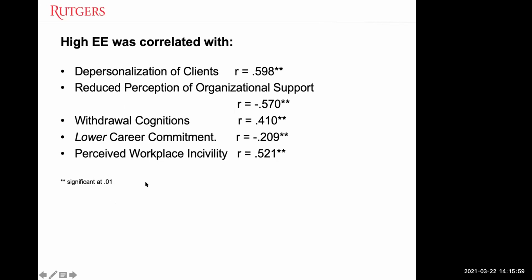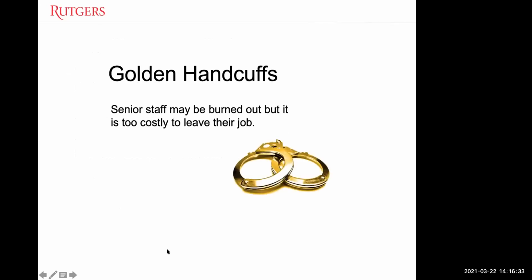And so you see reduced perception of organizational support. So when people are feeling emotionally exhausted, they don't feel supported, kind of makes sense. They're thinking about leaving, withdrawal cognitions, thinking about leaving the organization, lower career commitment, and perceived workplace instability. So high emotional exhaustion is just correlated with all of these negative outcomes. And so you could literally just measure burnout and high EE, or look for emotional exhaustion without doing the other scales even to some degree.